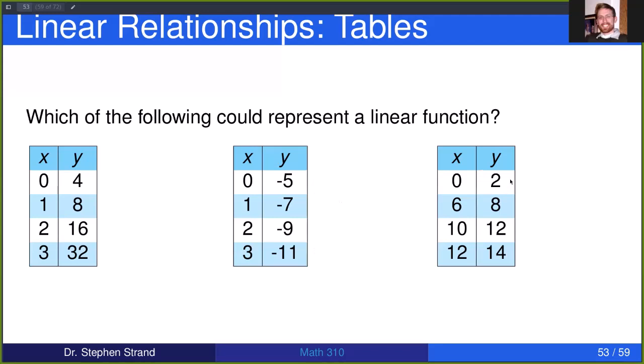And finally, we have the last 2 columns, where the change in y here is 6, and the change in x is 6. Now the next change in x is only 4, but you'll notice that the change in y is also 4. And now the change in x is only 2, but the change in y is also 2. And so in each of these cases, the ratio of the change in y to the change in x is actually 1. And so this one also could represent a linear function.